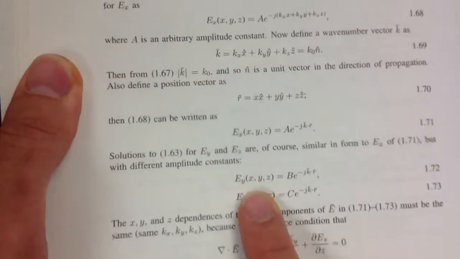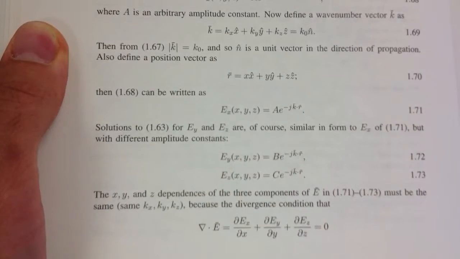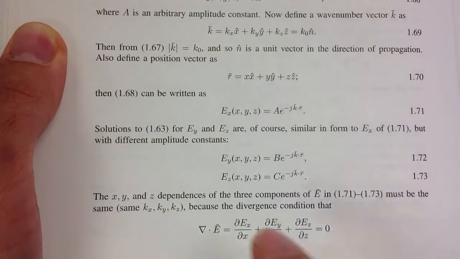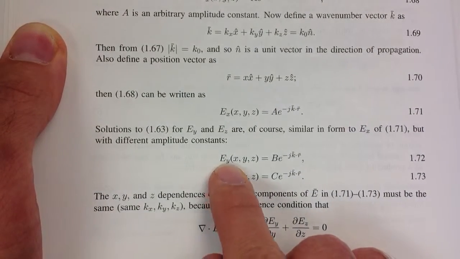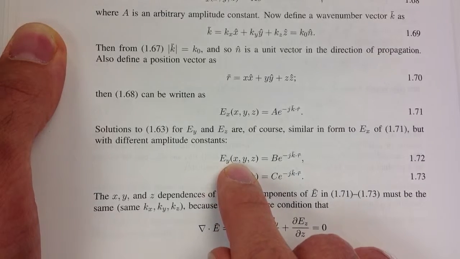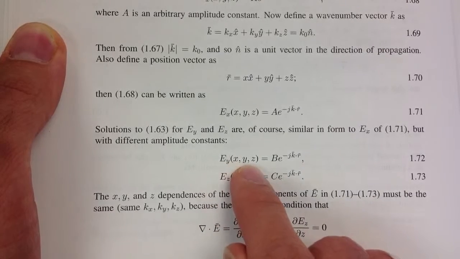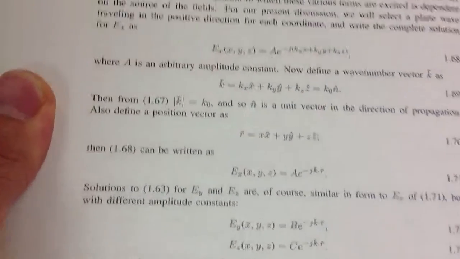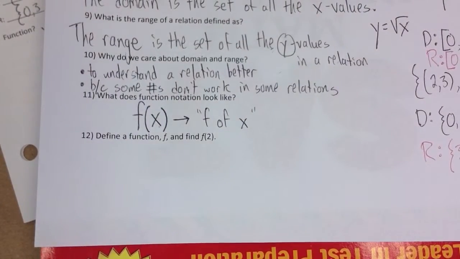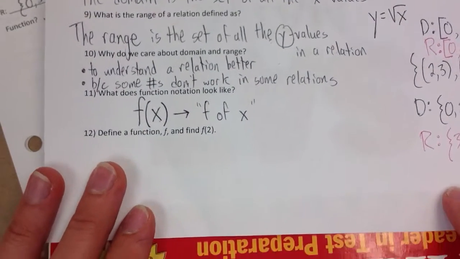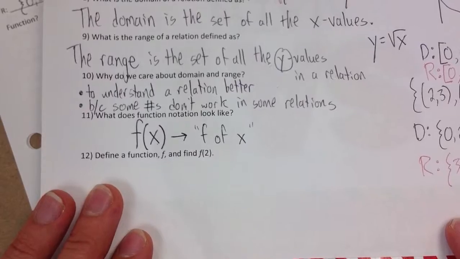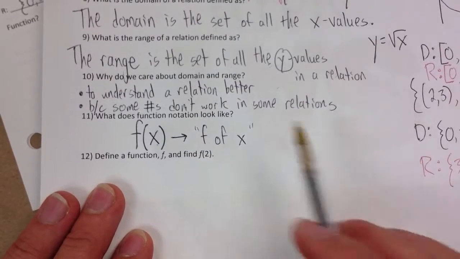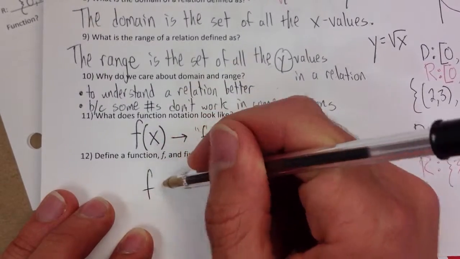Here's an example of a function or function notation. So I've got this function, e sub y, and it depends on, or it is a function of 3 variables, x, y, and z. Okay? So it doesn't necessarily have to be just one. Good. So you need to understand function notation to understand the things that happen later in mathematics and also in science.